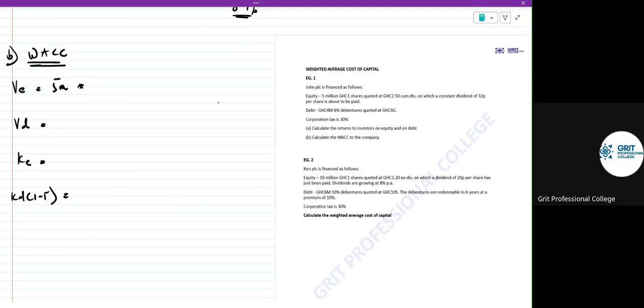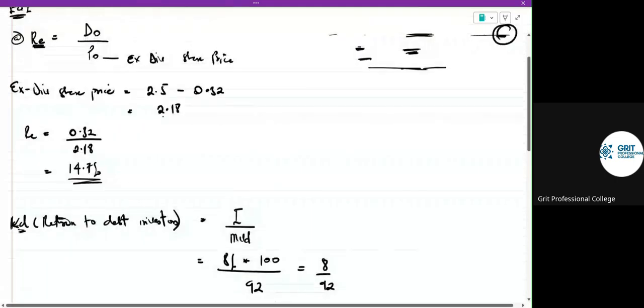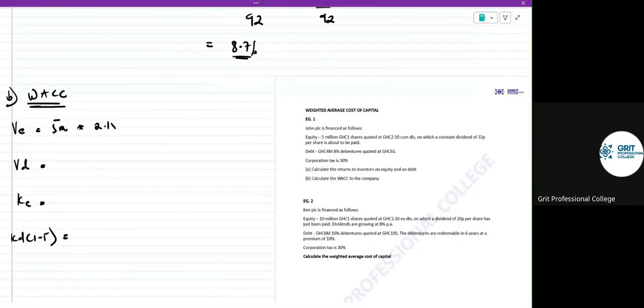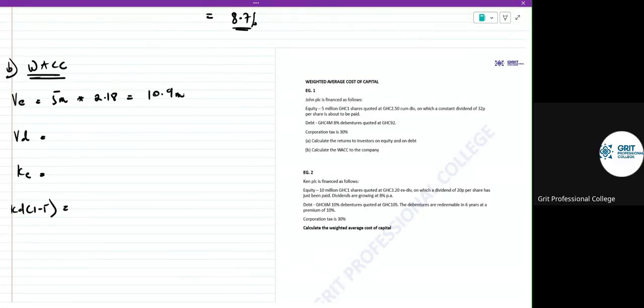And then each share has a price of what? Please again remember, we always use the ex-div share price. From the earlier working, we've said that the ex-div share price is 2.18. So don't make the mistake of using the cum div share price. I hope that is clear. So when we multiply this, that will give us the total market value of the company shares, and that is 10.9 million cedis.